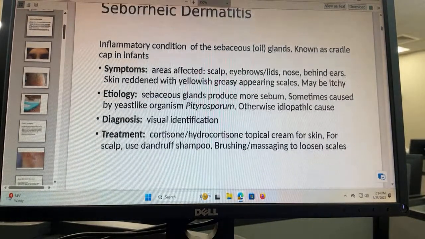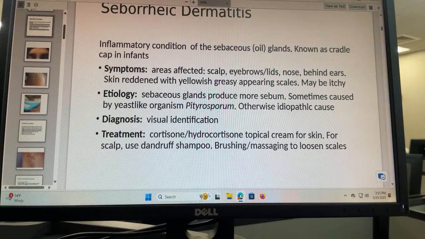Okay. So etiology, the cause, the sebaceous glands are overproducing too much sebum. This is sometimes caused by an organism called Pityrosporum, which is a yeast. Sometimes that can cause the sebaceous glands to overproduce. Otherwise, if it's not caused by the yeast, it's an idiopathic cause. Idiopathic meaning they don't know why it happens. It's just one of those things that happens sometimes. Diagnosis is inspection. It's pretty easy to identify and diagnose.